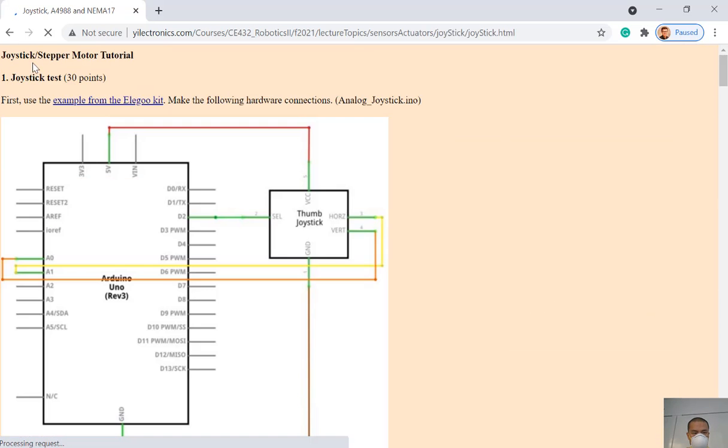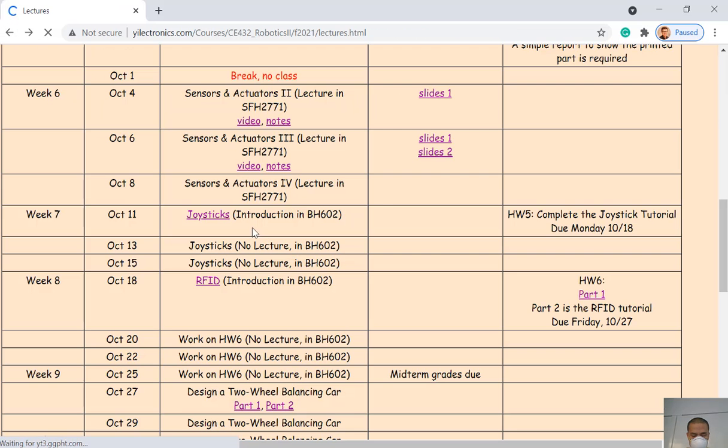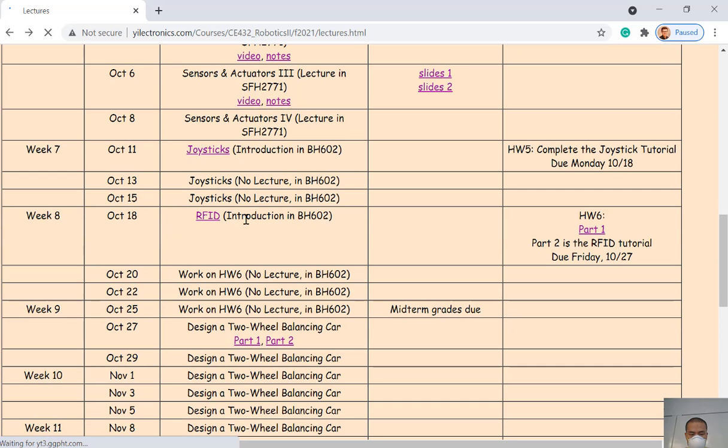Do a quick introduction to the joysticks, and then you'll start working on that one for a week. And homework 5 will be that joystick tutorial. And then RFID, it's a shorter tutorial. That one is pretty short, it's easy. I think you can probably get it done in 2 classes.